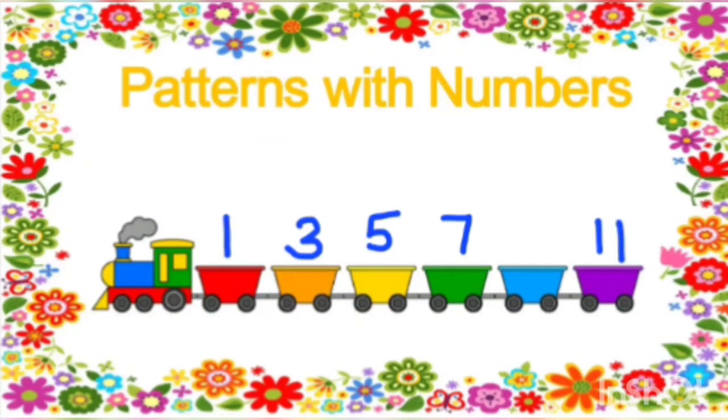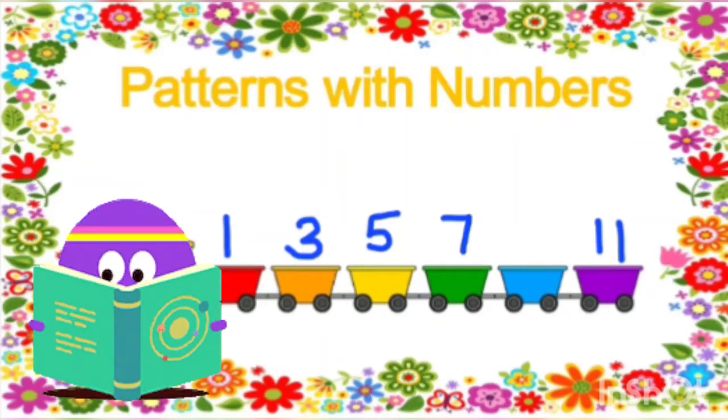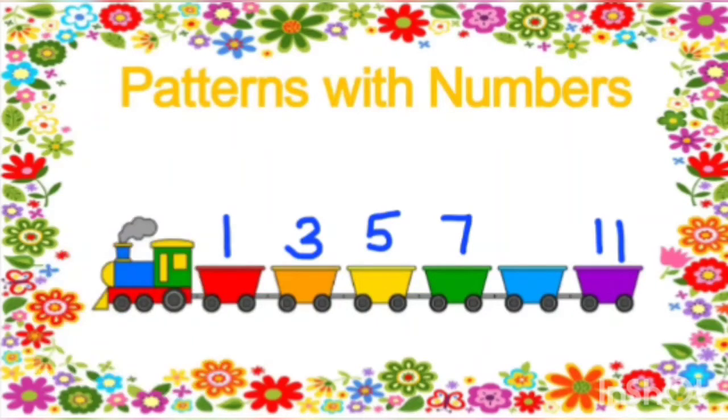We have numbers 1, 3, 5, 7, 11. These numbers don't look like they are in the correct order. What is missing here? Every pattern with numbers will have a rule. What we have to do is find out the rule and fill in the missing numbers. Let us look at this pattern. We have the numbers 1, 3, 5, 7 and 11.